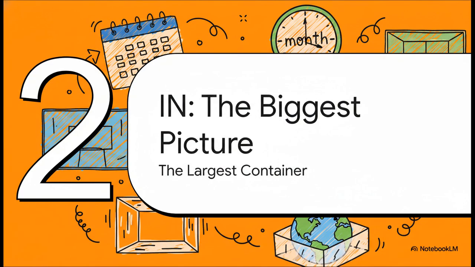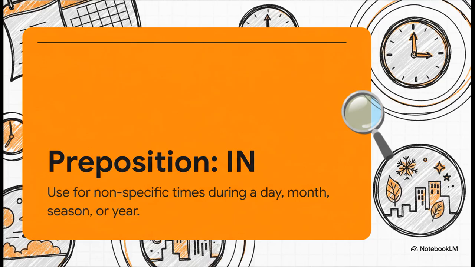Okay, let's kick things off at the very top of our pyramid with the most general preposition of them all, in. The best way to think about in is like it's a big box or a container. We use it for these large general chunks of time when we don't need to be super exact. Things like centuries, years, months, seasons, even general parts of the day, like in the morning.